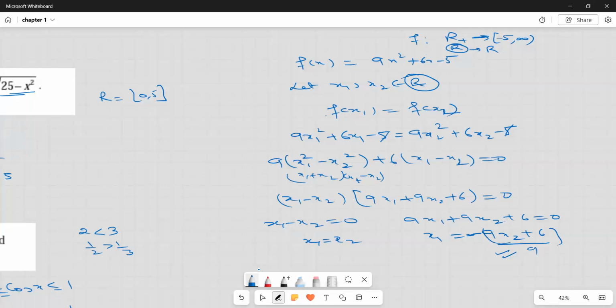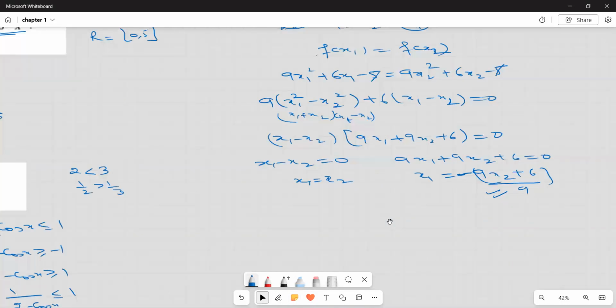So if they ask you how to make it one-one, what will you say? Making R positive. That's why here R positive is given to make it one-one. That's why they have asked, show that it is bijection. Clear? So if R is given, what will you say? To make it one-one, change R to R plus. Clear? So here as R plus is given, so it is one-one. Clear?